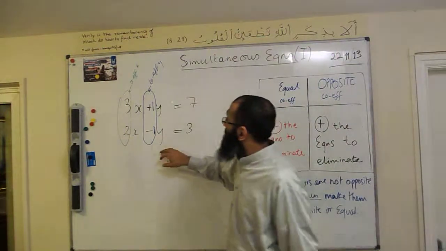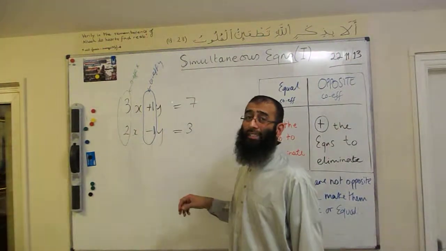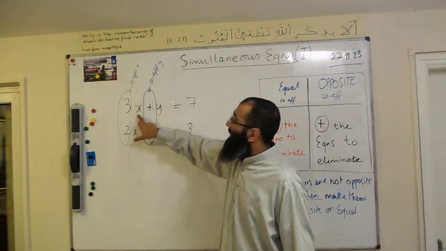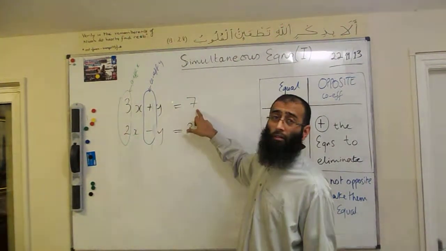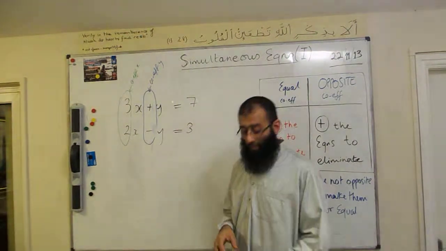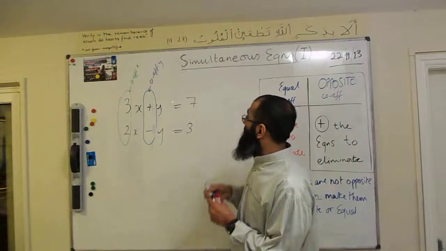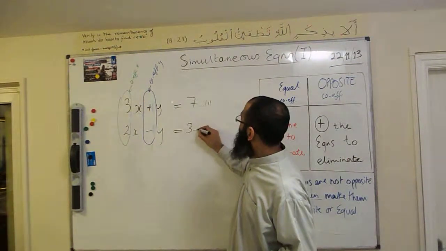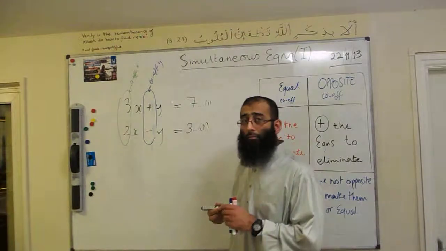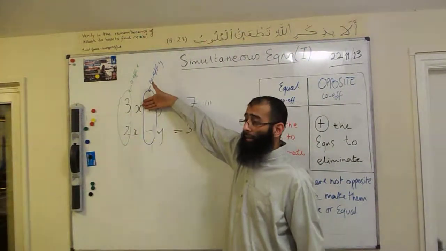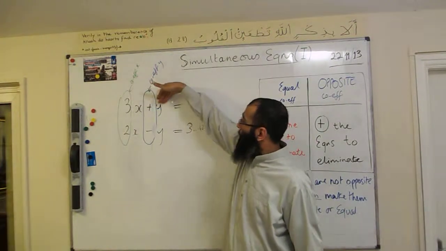So let's have a look here. Here is an example of a simultaneous equation. The first one is 3x plus y equals 7. The second equation is 2x minus y equals 3. This is called a linear simultaneous equation because none of the powers are more than 1. I'm labelling this equation number 1, equation number 2. Now, the coefficients are the multipliers in front of the x or y.